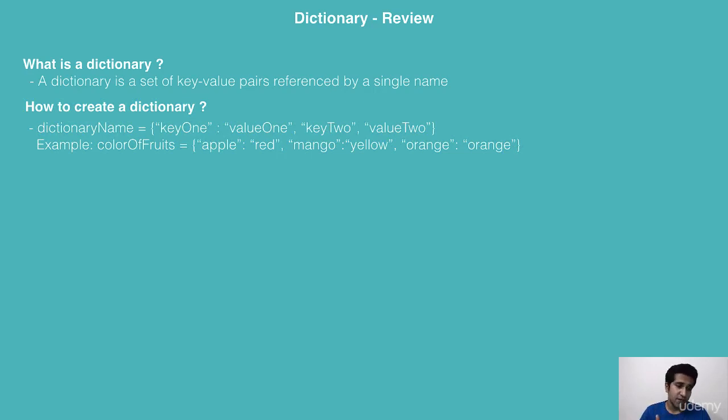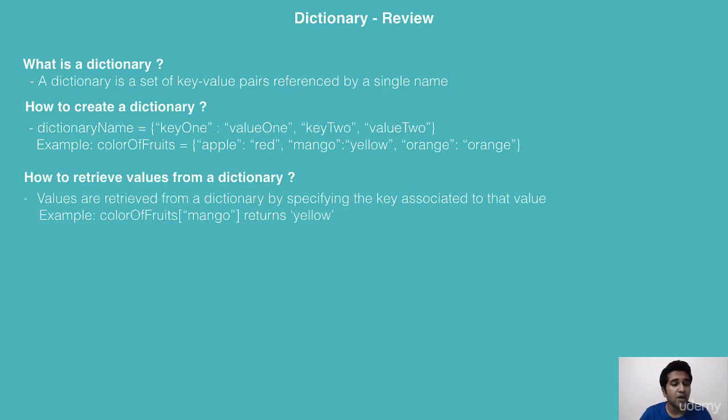What this would do is it stores the name of the fruit as the key and the value as the color of that fruit. So in this example, we have color of fruits with apple, mango, orange as name of the fruits and red, yellow and orange as colors of the fruits respectively.